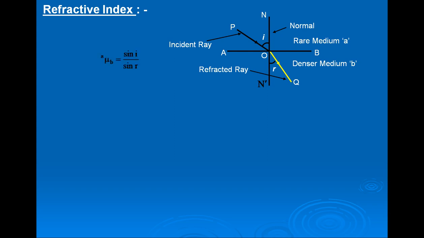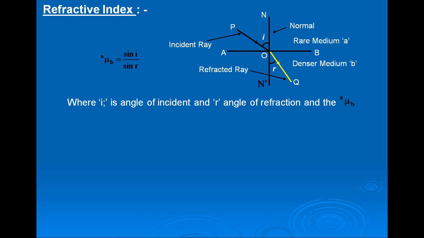Therefore, A mu B, the refractive index of medium B with respect to medium A, is equal to sine I upon sine R. A mu B is equal to sine I upon sine R, where I is the angle of incidence and R the angle of refraction. And A mu B is the refractive index of medium B with respect to A. So this is the third definition of refractive index.